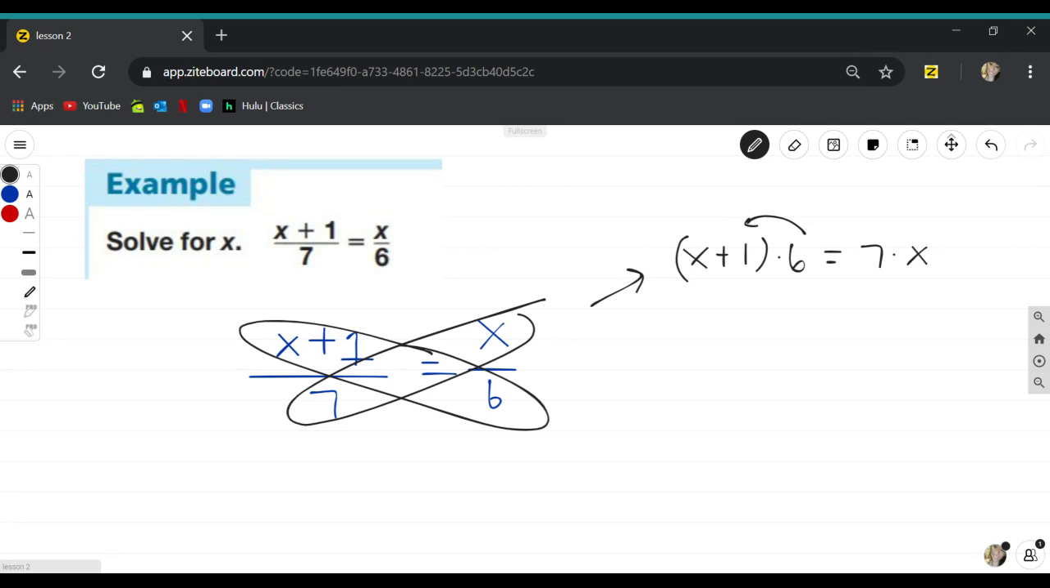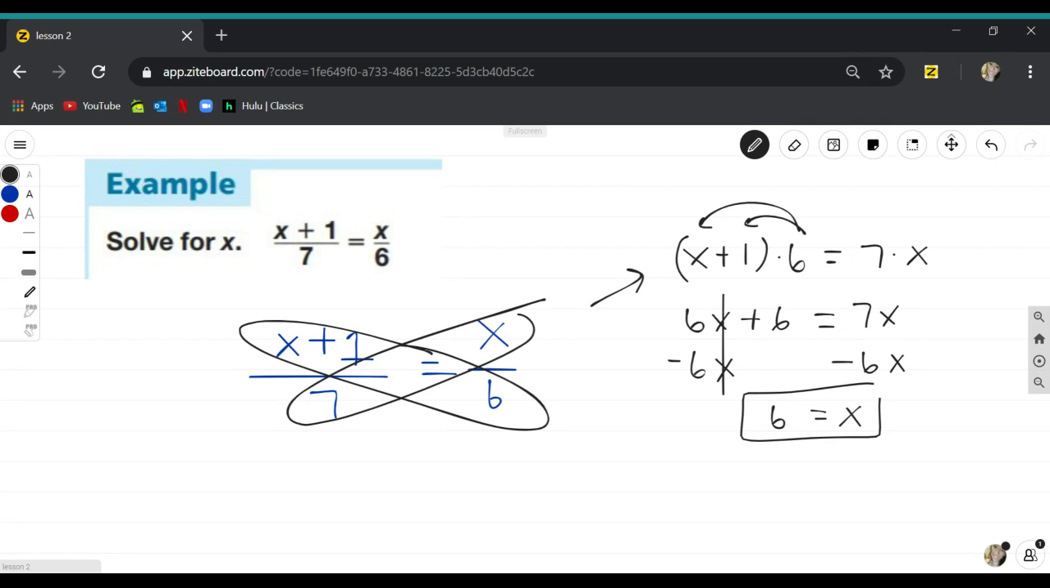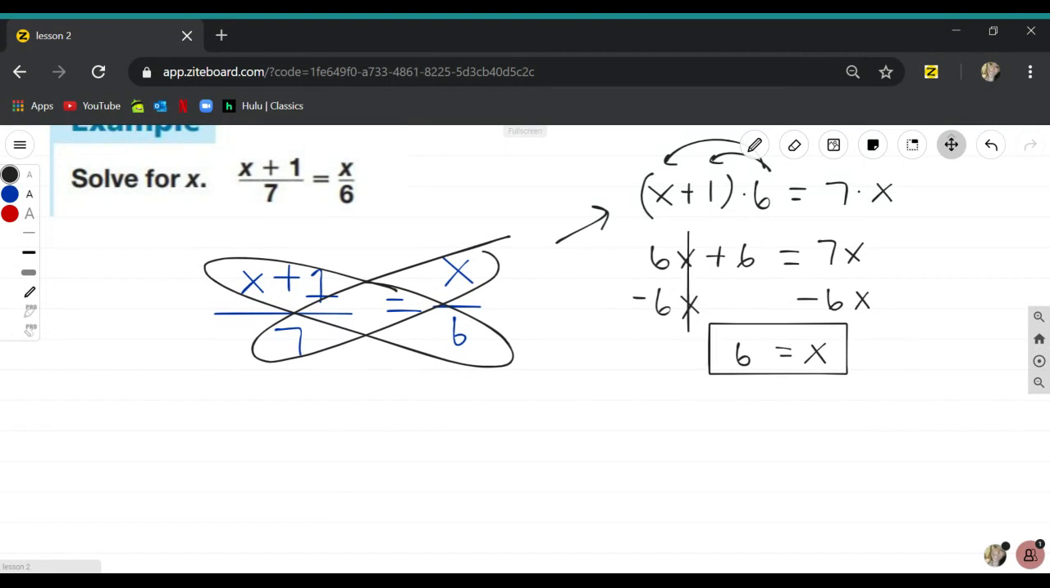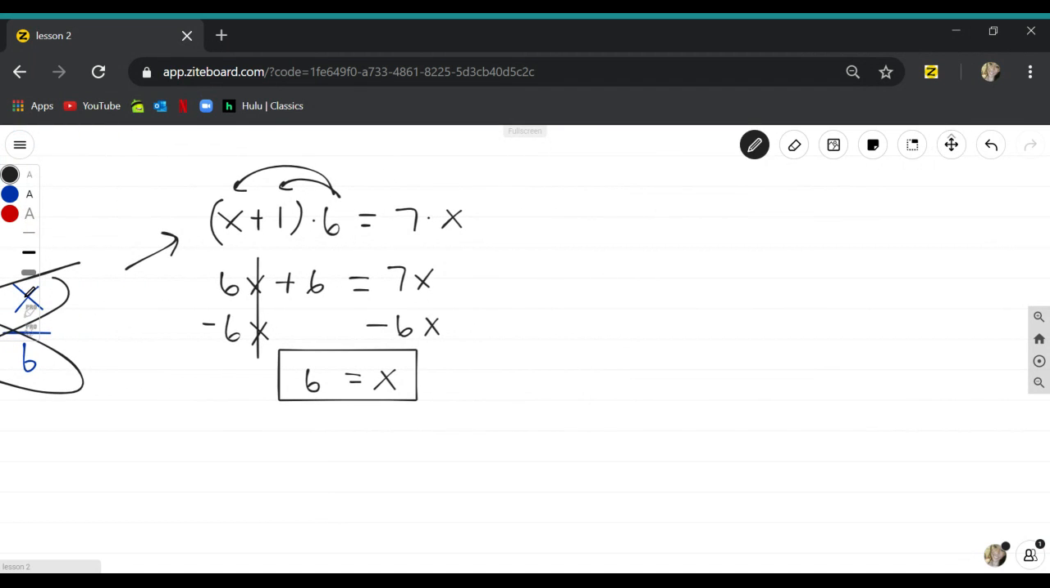So distribute. So and then 6x plus 6 is equal to 7x. Now I'm going to subtract 6x on this side. And 6 is equal to, oh, we have x is equal to 6 again. Okay, so we can check the solution. So I'm going to put it over here. Check solution. You should always check your solution in case it's correct, or you did something wrong maybe.